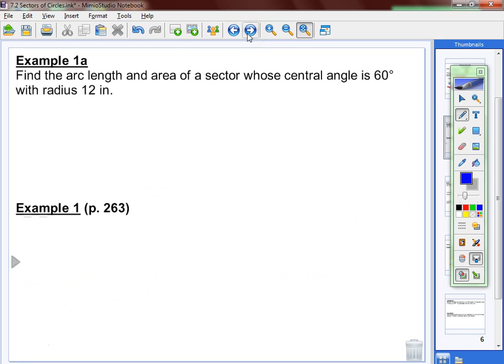We went through example 1A yesterday, but I'm going to go through it again so that you can refresh your memories. We need to find the arc length and area of a sector whose central angle is 60 degrees with a radius of 12 inches. So 12 inches, I can't write very clearly with this. Let's try this. 12 inches and 60 degrees.